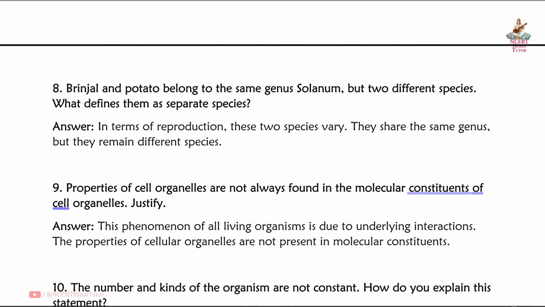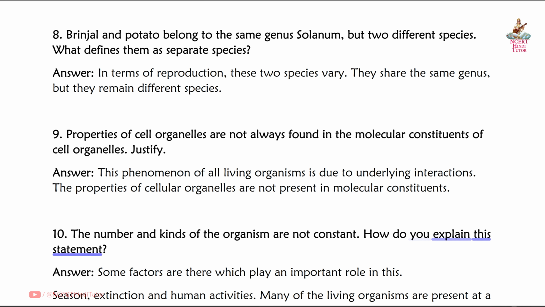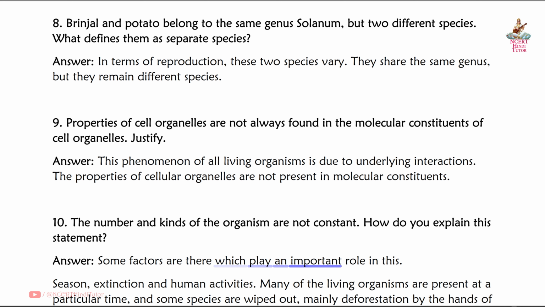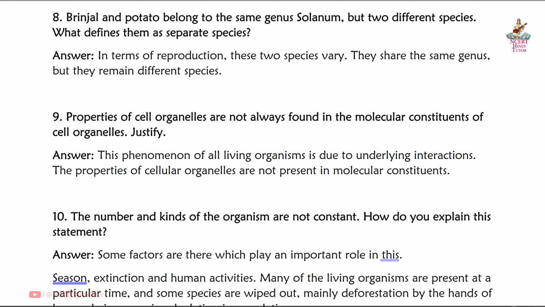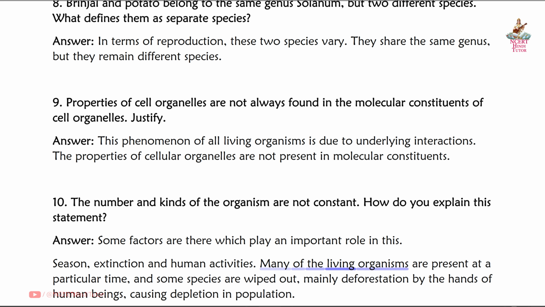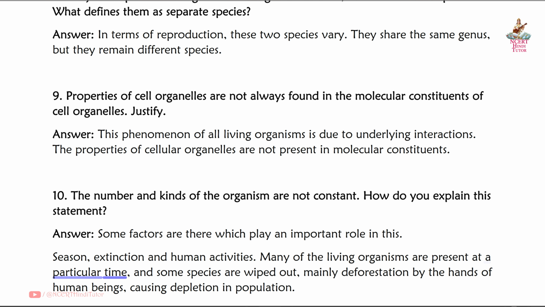10. The number and kinds of the organism are not constant. How do you explain this statement? Answer: some factors play an important role in this: season, extinction, and human activities. Many of the living organisms are present at a particular time, and some species are wiped out, mainly by deforestation at the hands of human beings, causing depletion in population.